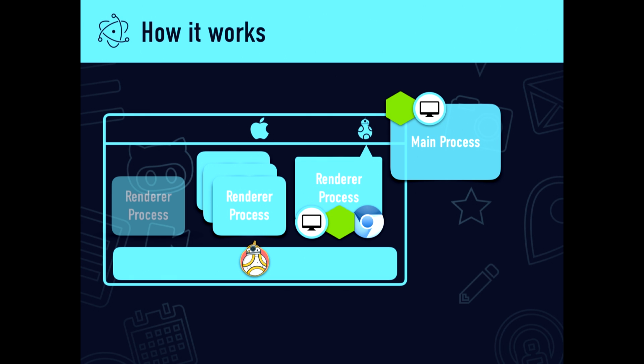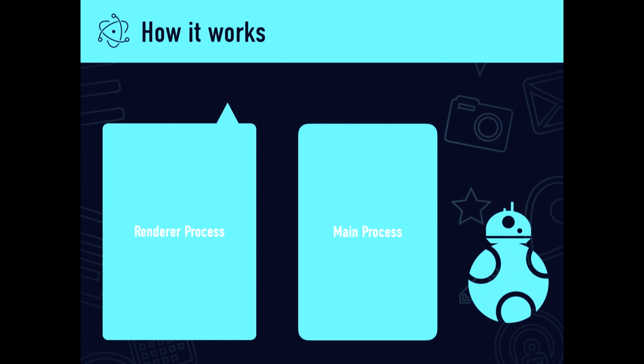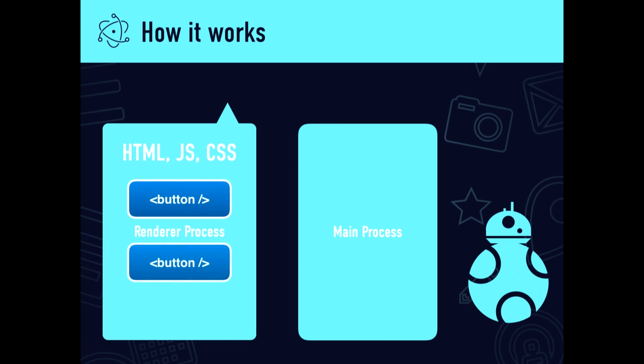And in our app today, our main process will also be connecting with BB8 through Bluetooth. And so now let's take a closer look at all of these processes. Like I mentioned, the renderer process is associated with the UI of our app. And we're just going to have a few buttons. It's going to be a menu bar app. And when you click the button, then BB8 is going to do something fun and entertain us a bit.